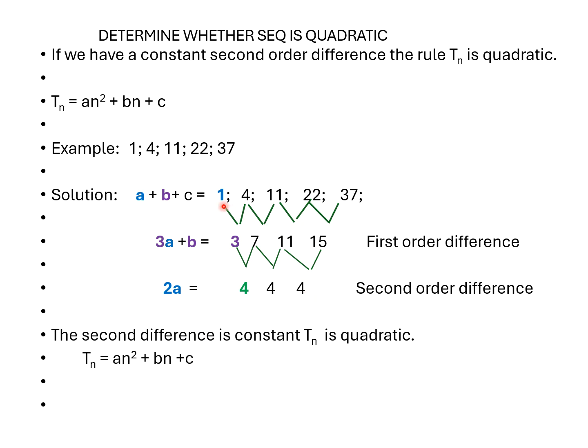So for the first term, a plus b plus c equals 1. For the first difference, 3a plus b equals 3. For my second difference, 2a equals 4. So we're going to solve it in that order. Let's look at how we solve it.